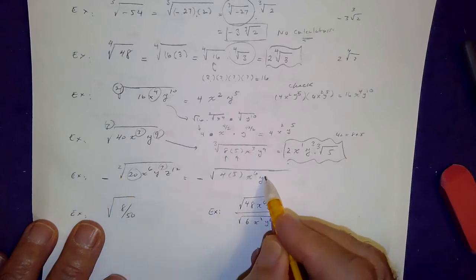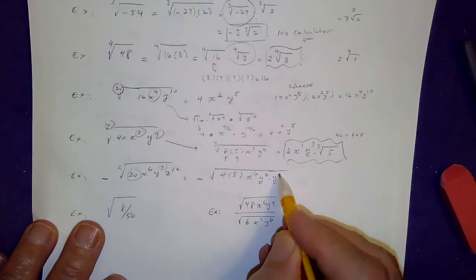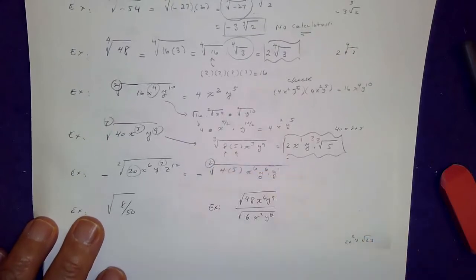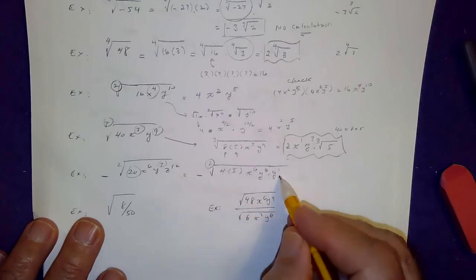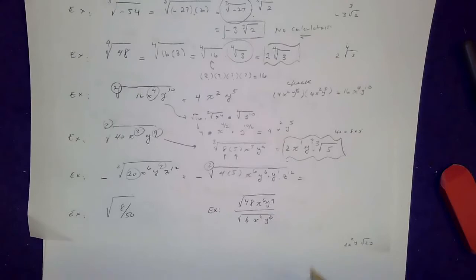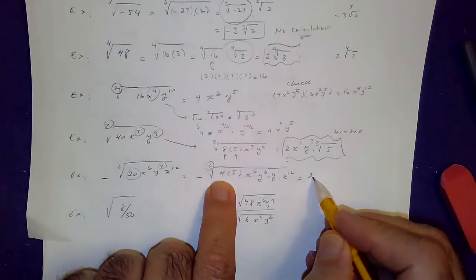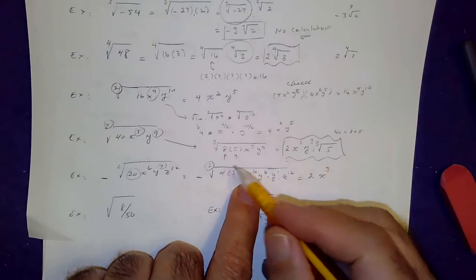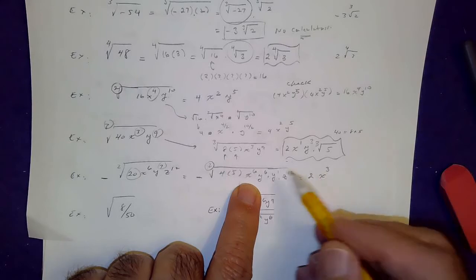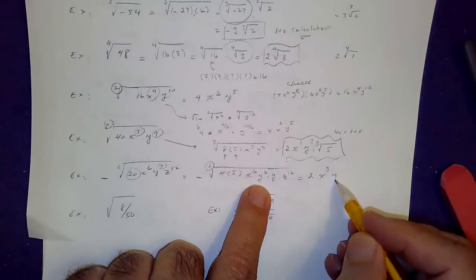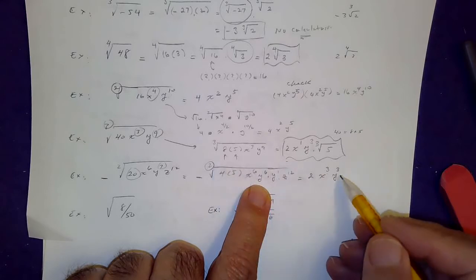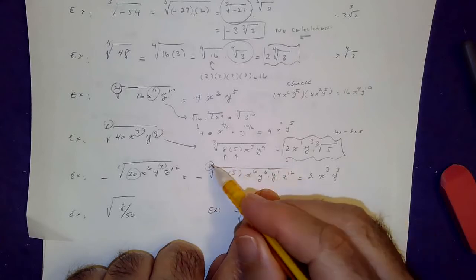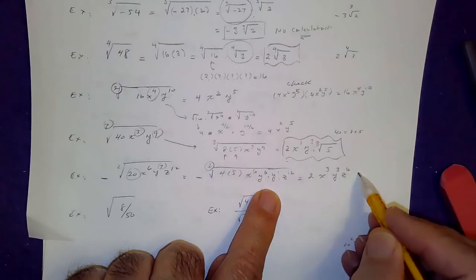Why don't you split the 7 into 6 and 1? So that way 6 is divisible by the index 2. The 12 is fine, so hold on to it. So square root of 4 is 2. Square root of x to the 6 is x cubed. For y, 6 divided by 2 is 3, so square root of y to the 6 is y to the third. And square root of z to the 12: 12 divides by 2, that would be z to the 6.